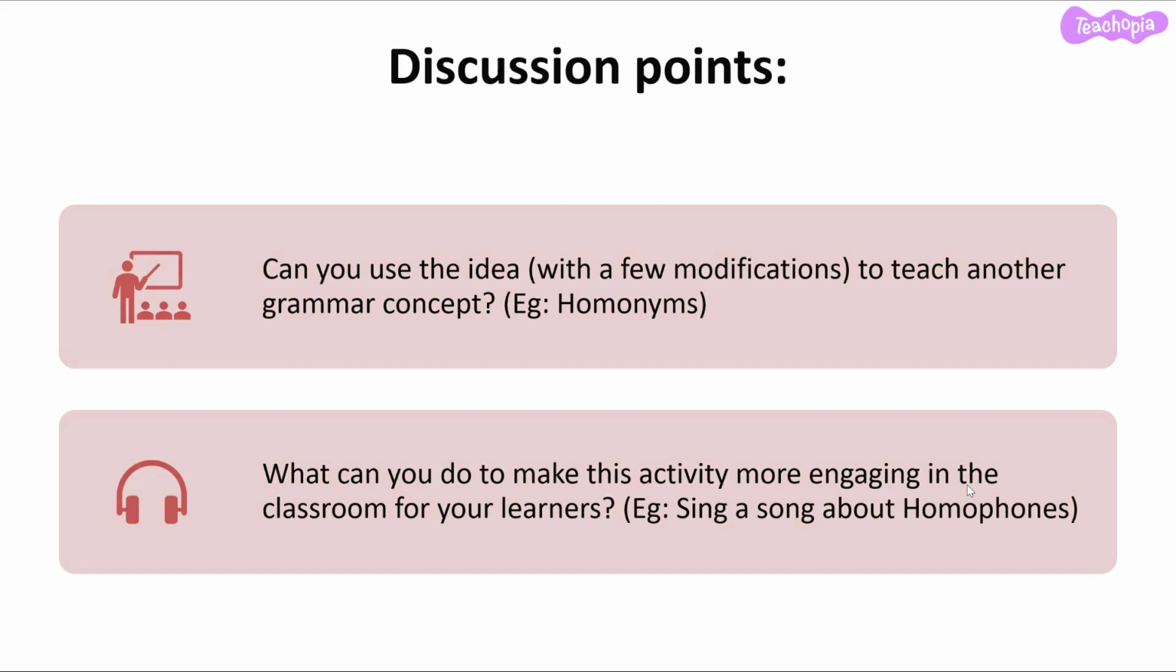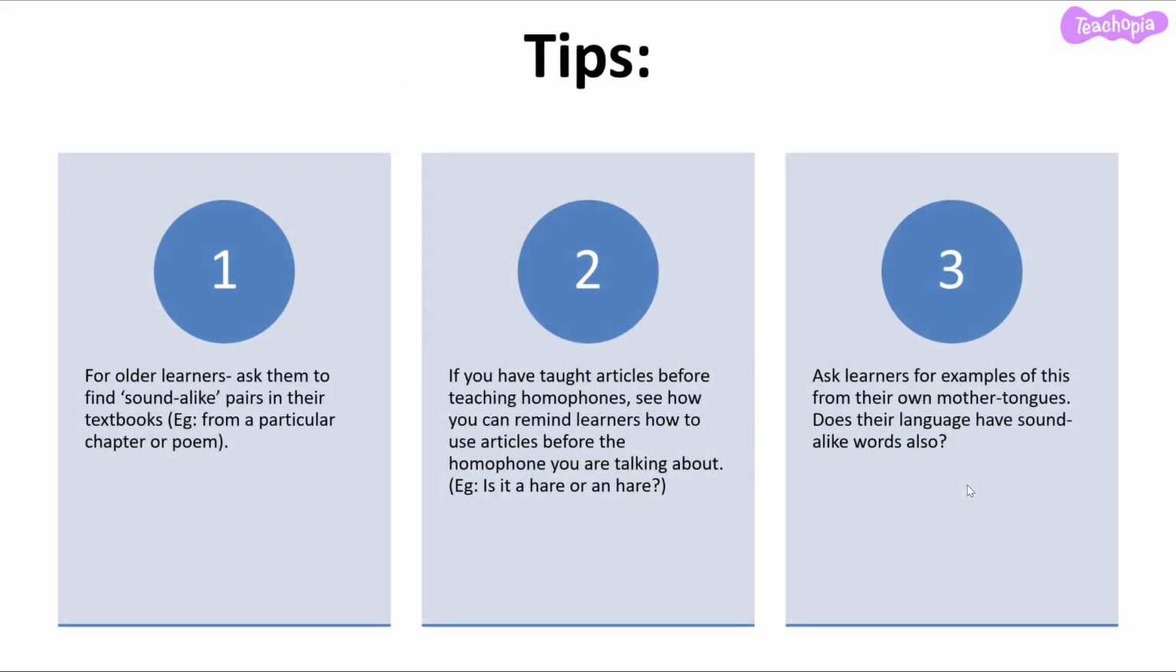Here are a few tips. First, for all the learners, ask them to find sound-alike pairs in their textbooks. For example, from a particular chapter or poem. Second, if you have taught articles before teaching homophones, see how you can remind learners how to use articles before the homophone you are talking about. For example, is it a hair or an hair? Third, ask learners for examples of this from their own mother tongue. Does their language have sound-alike words also?